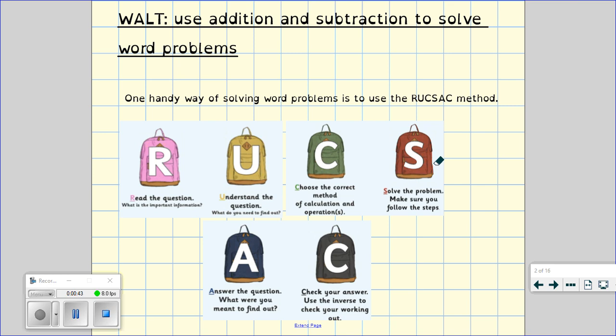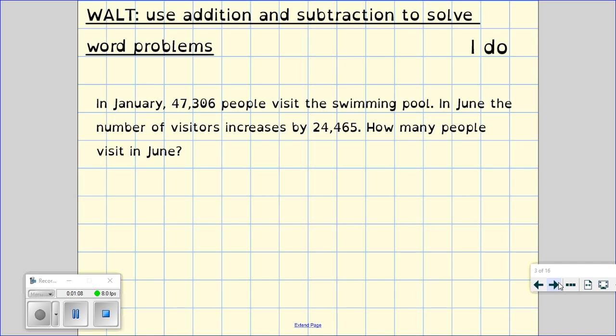Then you solve the problem, making sure you follow the steps. So some of these questions may involve more than one step. So think carefully, how am I going to solve the problem? Then you answer your question, think to yourself, have I worked out what I was meant to work out? And then check your answer. And a good way of checking is to use the inverse to check your working out, so doing the opposite operation.